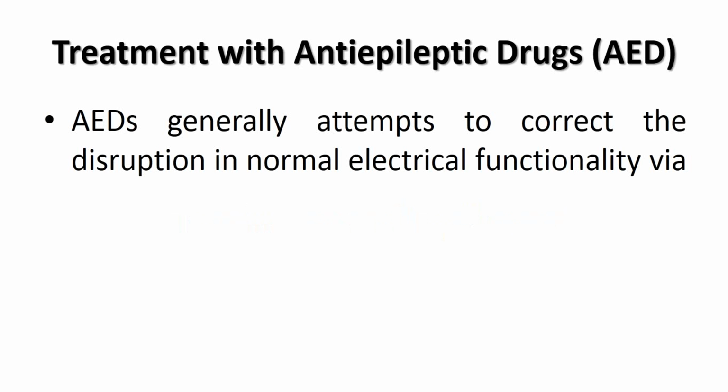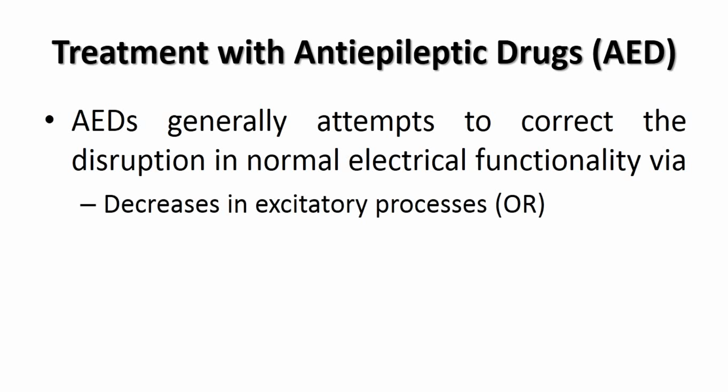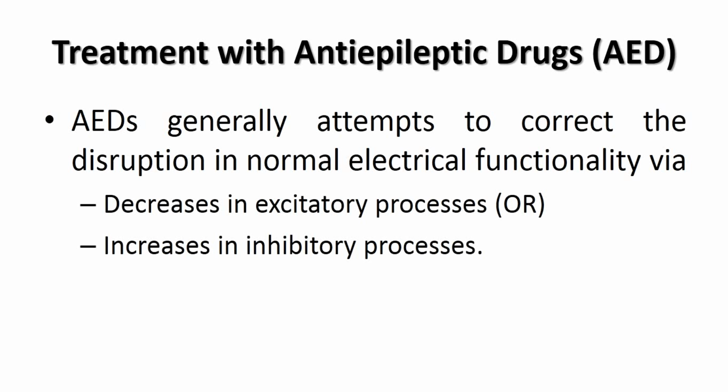Anti-epileptic drugs generally attempt to correct the disruption of normal electrical functionality. How does it try to correct? It tries to correct by decreasing excitatory processes. Any excitatory process or neurotransmission which is increased, it tries to correct to the normal level. Likewise, if there is any process which is inhibited, it tries to increase that process. So, treatment with anti-epileptic drugs follows two treatment paradigms: modulation of excitatory or inhibitory processes depending on the upregulation or downregulation or changes in the neurotransmitters.